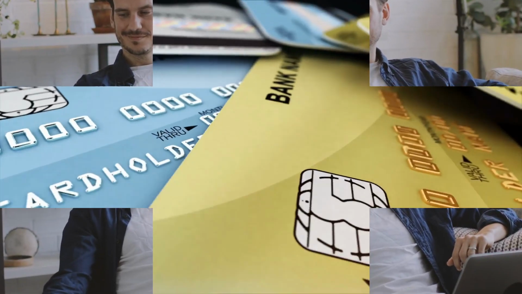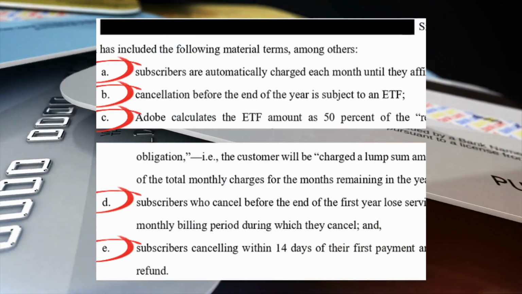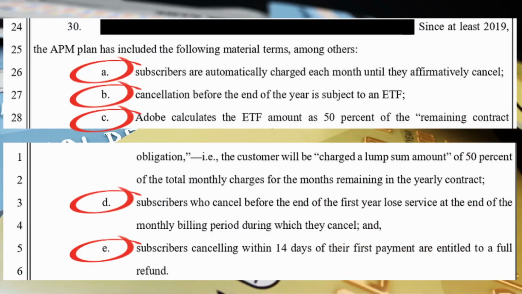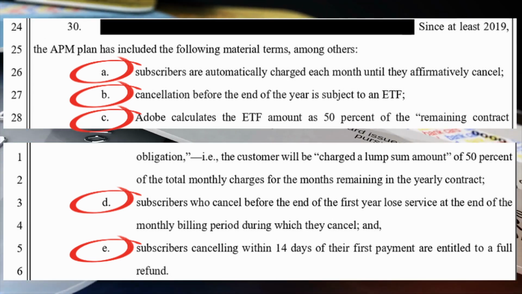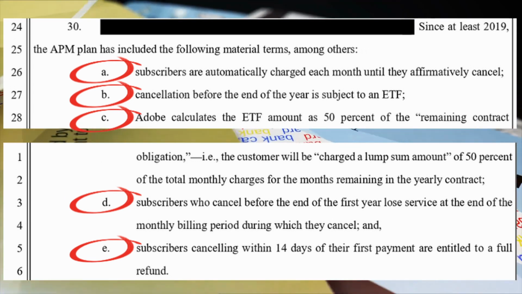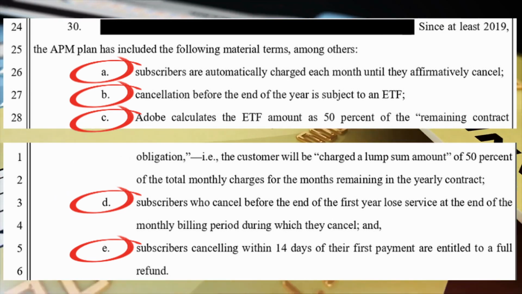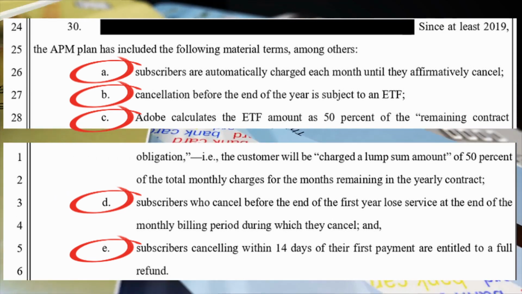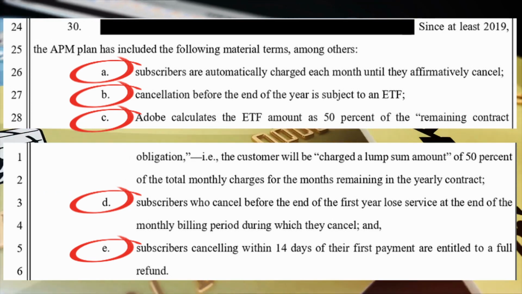Since at least 2019, the annual paid monthly plan has included the following material terms. 1. You are automatically charged each month until you cancel. 2. If you cancel before the end of the year, you will be charged an early termination fee. 3. The early termination fee is 50% of your remaining contract obligation. 4. If you cancel before the end of the first year, you lose service at the end of the month during which you cancel. 5. You can get a full refund if you cancel within 14 days.